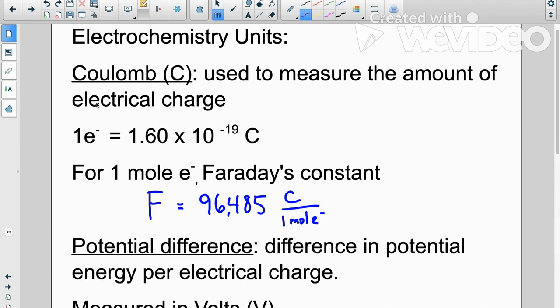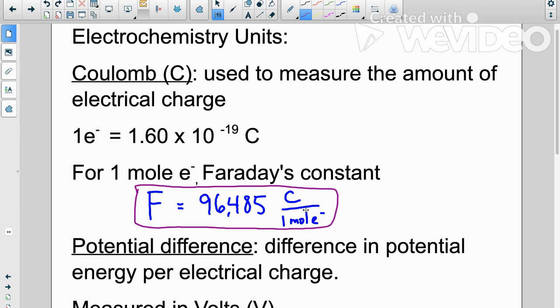The first unit is called the coulomb, and we have heard of this through Coulomb's law. Coulomb is a person, and we named this unit of electrical charge after Coulomb, and one electron has a charge of 1.6 times 10 to the minus 19th coulombs. If we multiply this number by Avogadro's number, we get Faraday's constant, which is an important constant, and gives us the charge on 1 mole of electrons.